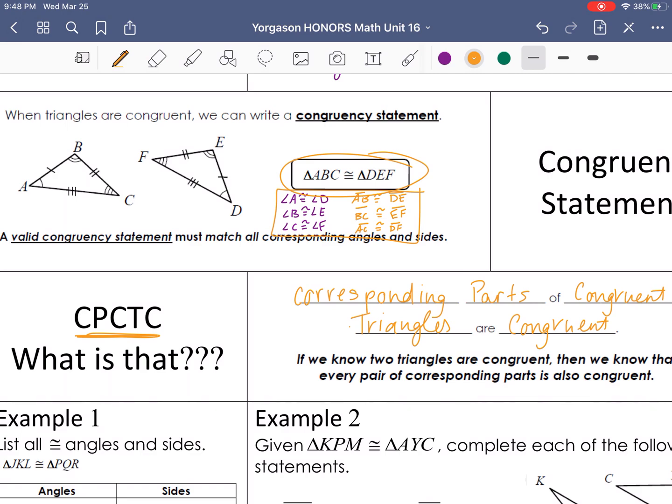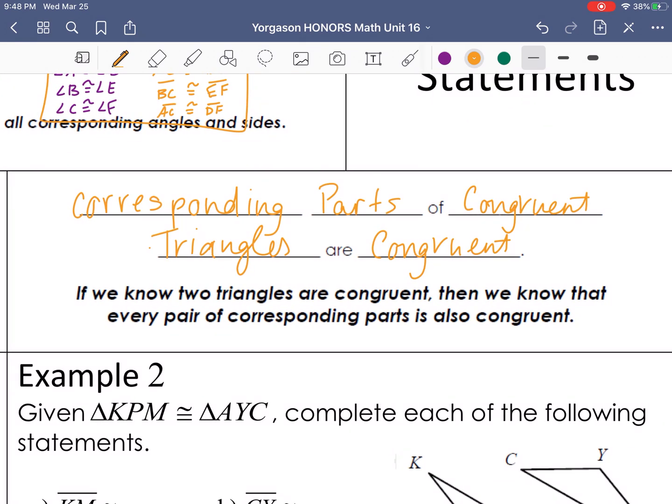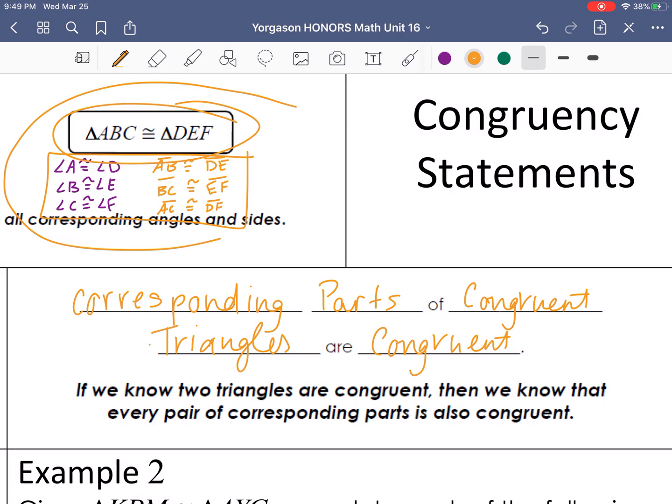Corresponding parts of congruent triangles are congruent. If we were together in class, you would be hearing this phrase quite a bit. Corresponding parts of congruent triangles are congruent. You would get to know it so well that it would just roll off the tongue, but CPCTC is a fast way for us to write it. So it's something we'll get more familiar with. If we know that 2 triangles are congruent, then we know that every pair of corresponding parts is also congruent. Okay, so this is just restating this. If you've got that statement to begin with, you know all 6 of those things are true.